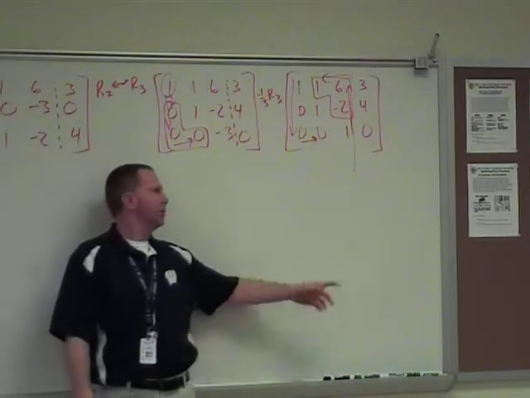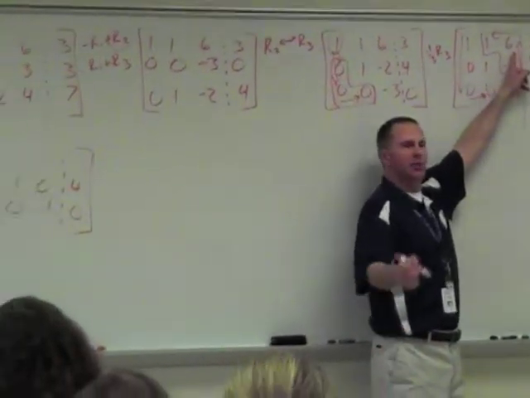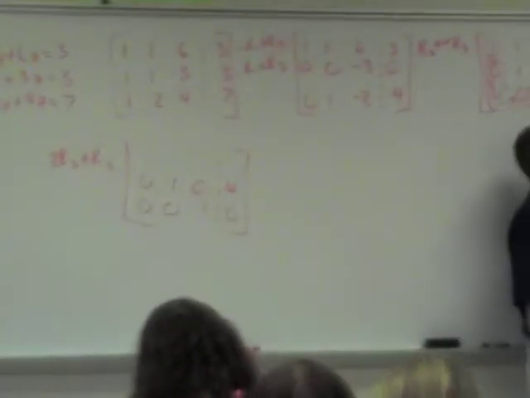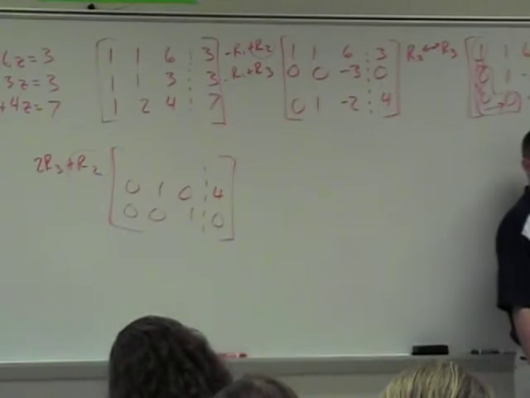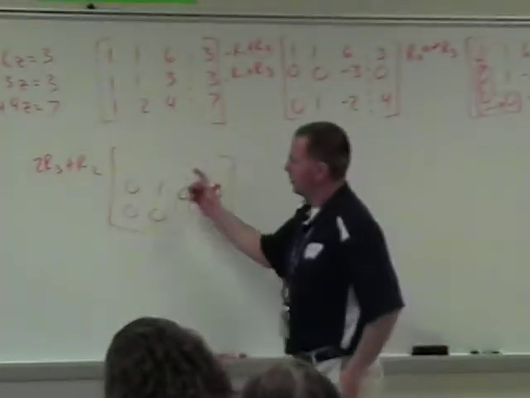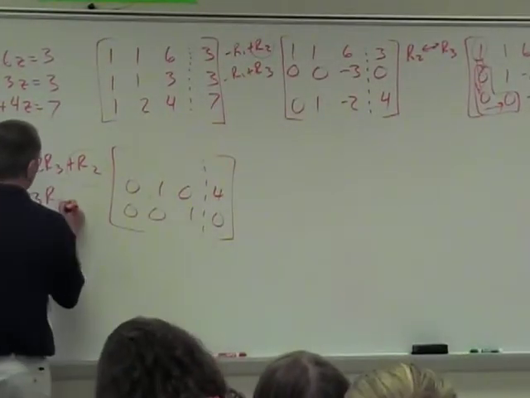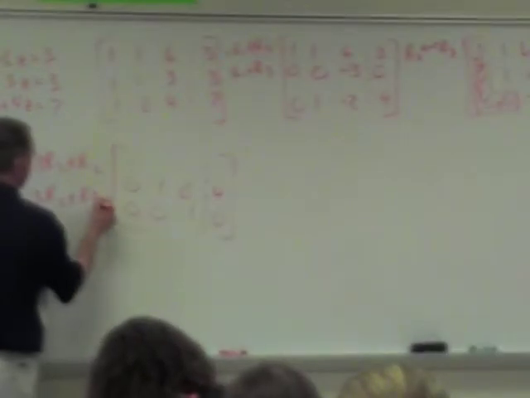So now I want to eliminate the 6, and you guys already figured this out. You said to multiply by 3, positive 3, to the second row, and add it to the first. So I'm doing this all in one step again. 3 times row 2 plus row 1.